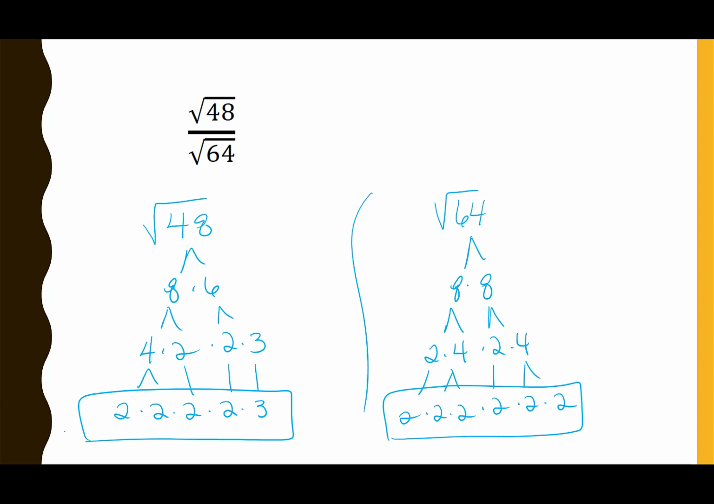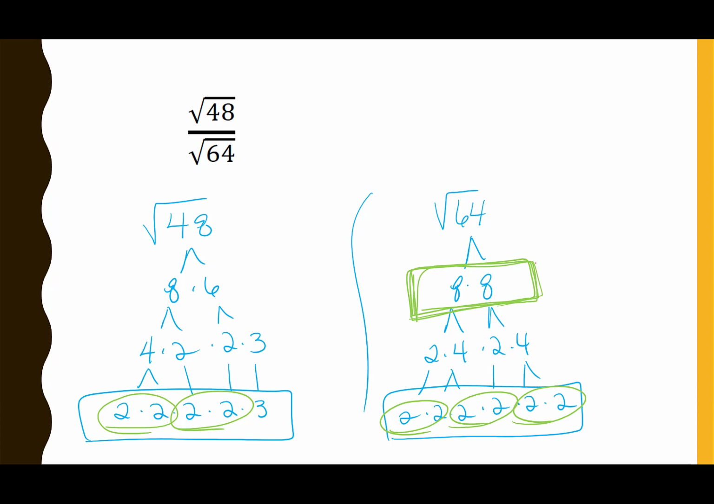Okay, here are your factor trees. Because these are both square roots, we are now going to identify matching pairs of numbers. So for the square root of 48, you have a pair of 2's and another pair of 2's. And then for 64, you have 3 pairs of 2's. Now, it's okay to stop right here. This is actually where I want you to stop eventually.